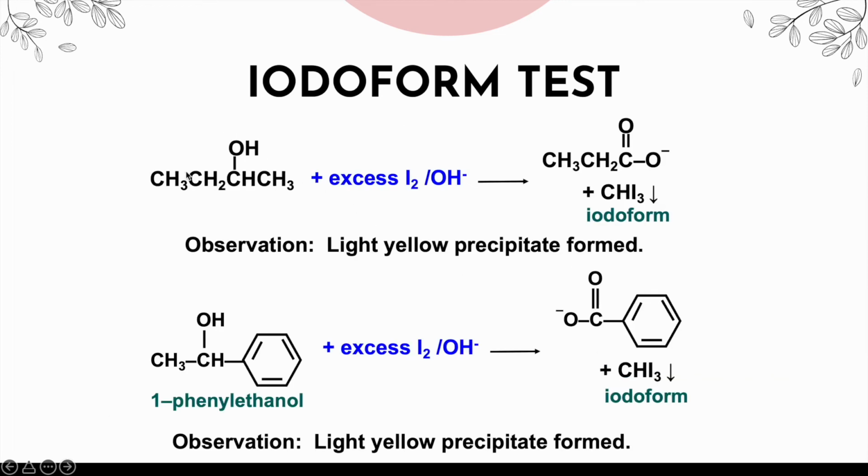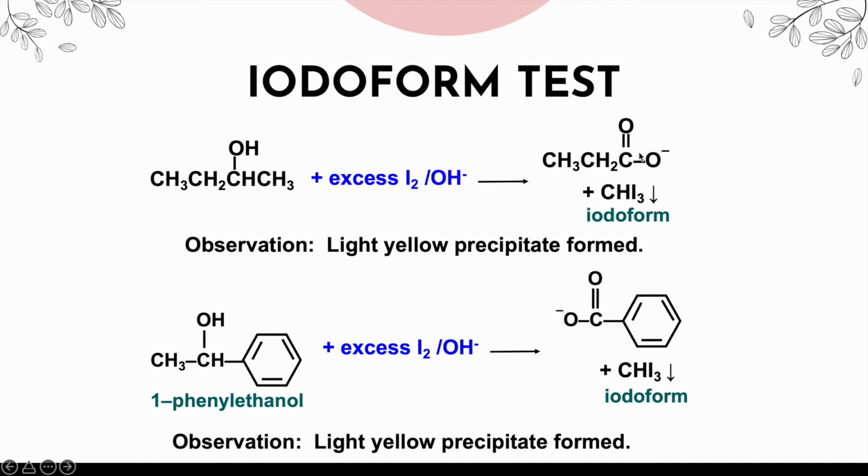So here, look at this secondary alcohol compound. Look at this carbon: the carbon that is attached to OH has a methyl. So this is what we call methyl carbinol. If we have methyl carbinol in the compound and it reacts with excess iodine in the presence of hydroxide ion, carboxylate ion will be formed.